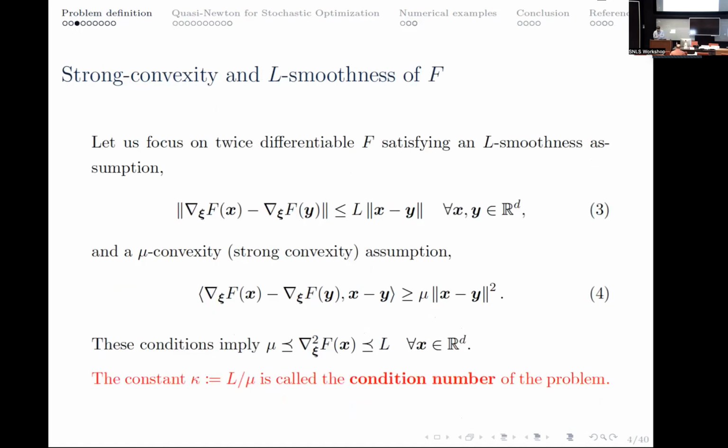So let's lay some assumptions here on F. So we assume that F is Lipschitz smooth with some constant L, and we assume also that F is μ-convex, so we have strong convexity. Now, if also F is twice differentiable, we have lower and upper bounds on the eigenvalues of the Hessian of F, and the ratio between the upper bound and the lower bound is called the condition number of the problem, which is a very important quantity here for us, because this number could be quite large and might bring trouble to our convergence.